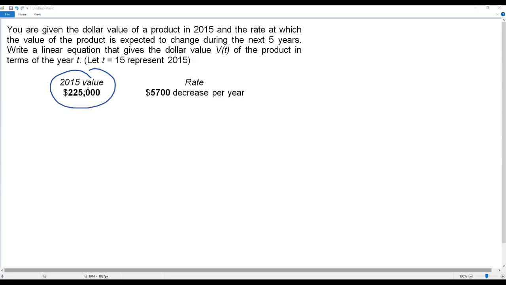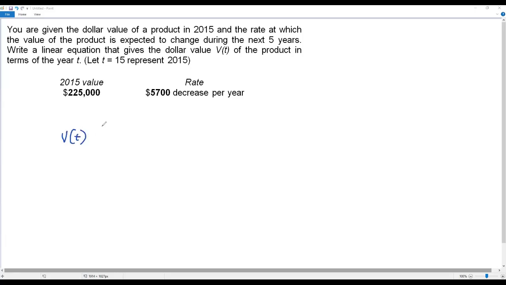So here we have the value in the year 2015, that is $225,000, and the rate of change, that is the product is getting changed at the rate of $5,700 decrease per year. So for the next 5 years. Okay, so to write a linear equation that gives the dollar value of t, first let me write V of t.